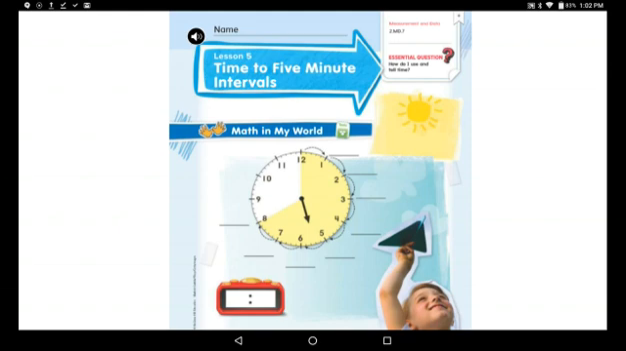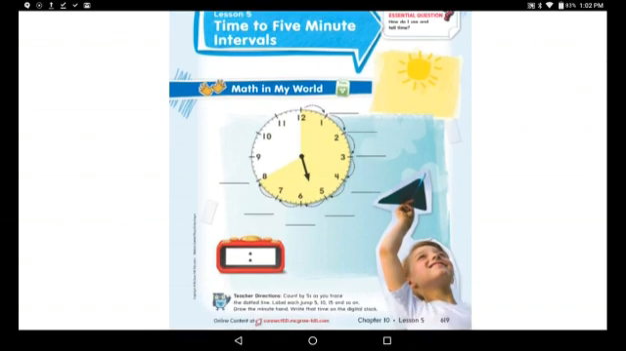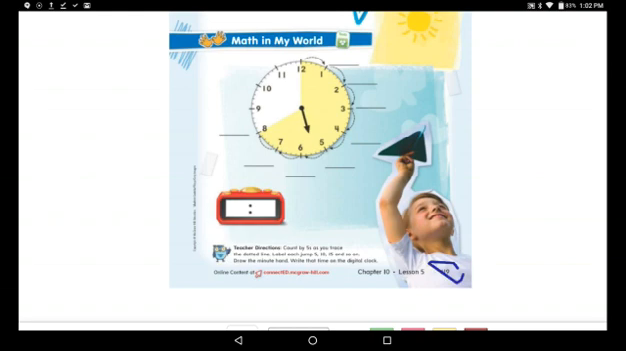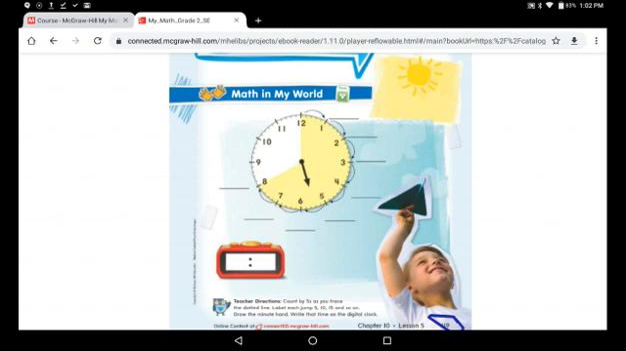Our lesson today is how to read the time to 5-minute intervals. I want you guys to open page 619 in your book. 619. Okay. Now, do you still remember how we skip count by 5? Let's try it. 0, 5, 10, 15, 20, 25, 30, 35, 40, 45, 50, 55, 60. That's it. We will use skip counting by 5 till 60 only.